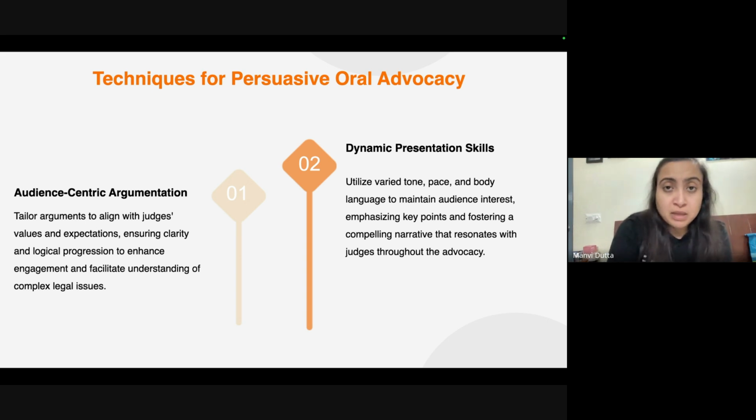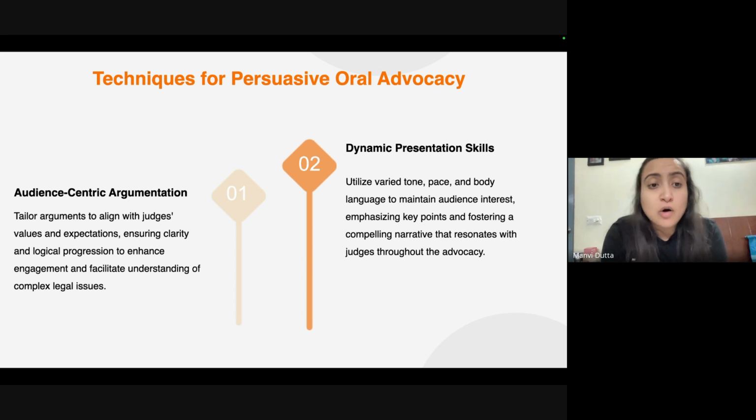That they are able to understand. It doesn't help if you are presenting in a manner that is not at all understandable to the judges, and neither is it facilitating any understanding or engagement. So your argumentation should always be audience-centric. That is, you should be very simple with your arguments, and if your legal issue is very complex, then you should adopt a structure that facilitates understanding of your complex legal issues.